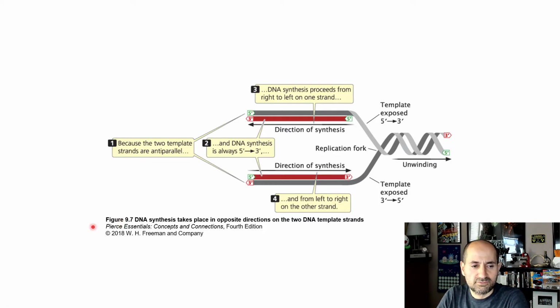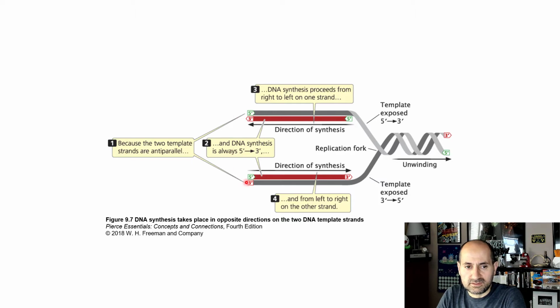So here in figure 9.7, you can see DNA synthesis takes place in opposite directions on two DNA template strands. See, in gray, you can see this is the double-strand DNA in gray that you're copying. You have split the two strands apart.